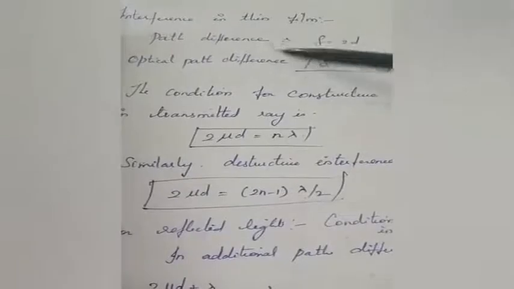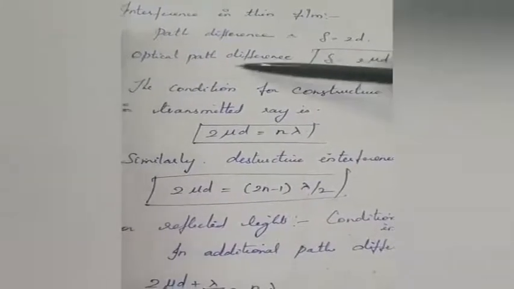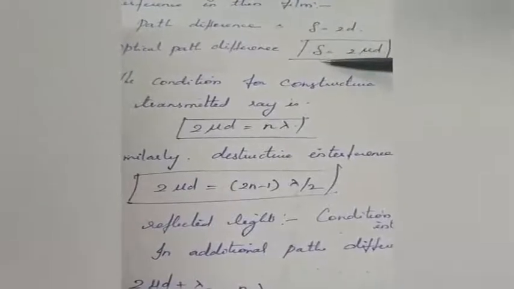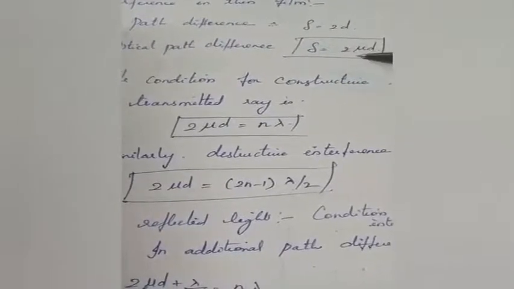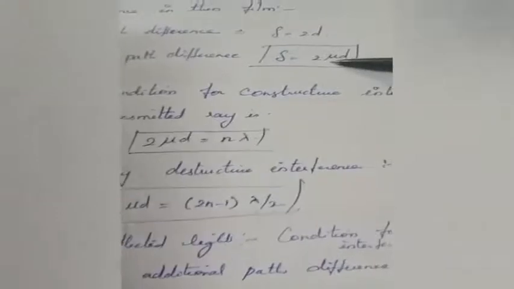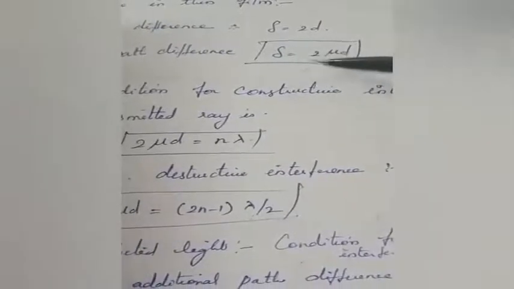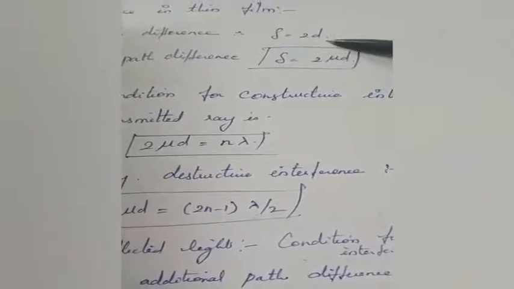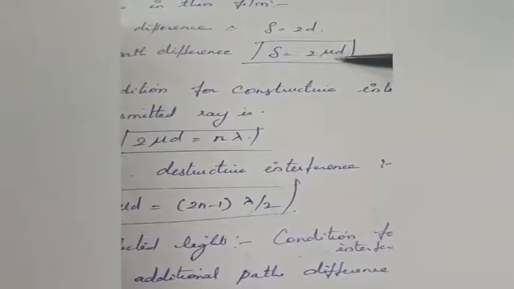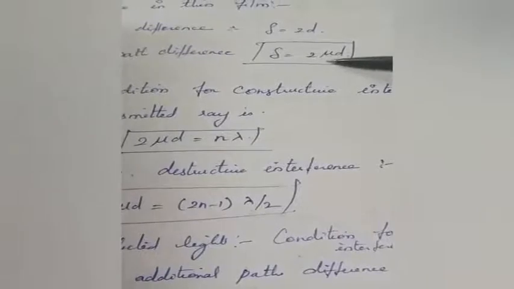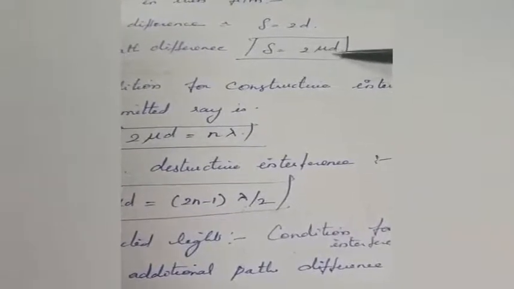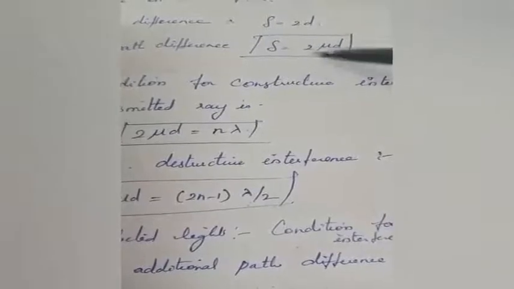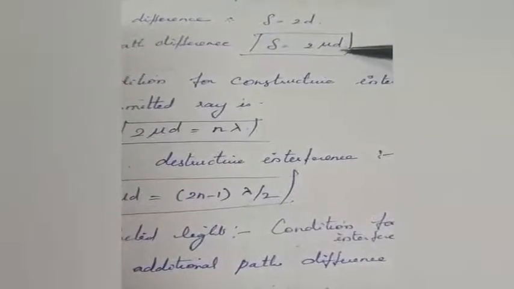According to the path difference, we have to find the optical path difference. In the optical path difference we have to multiply by the refractive index, where mu is the refractive index. So 2d is the path difference, and optical path difference means multiplying by the refractive index: 2d into mu. So the optical path difference delta is equal to 2 mu d.